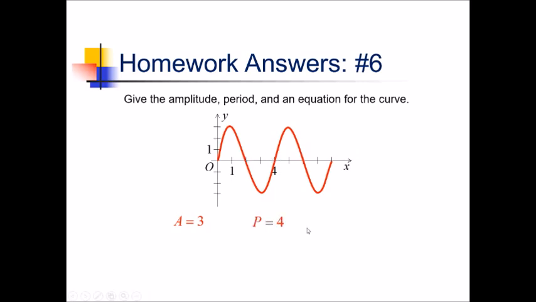To get the equation, we need the b value, which we can find by doing 2 pi divided by my period of 4. That gives me pi over 2 for the b value. Putting it all together, I am going to use a sine of bx on this one because on the y-axis we have middle going up. That's the part of the wave. So I'm going to use 3 sine of pi over 2 x for my equation.